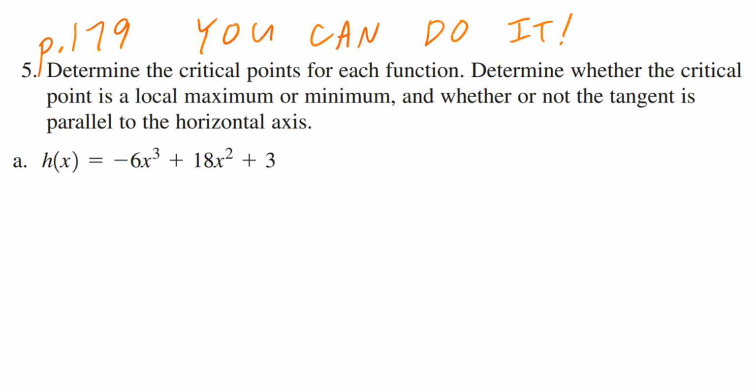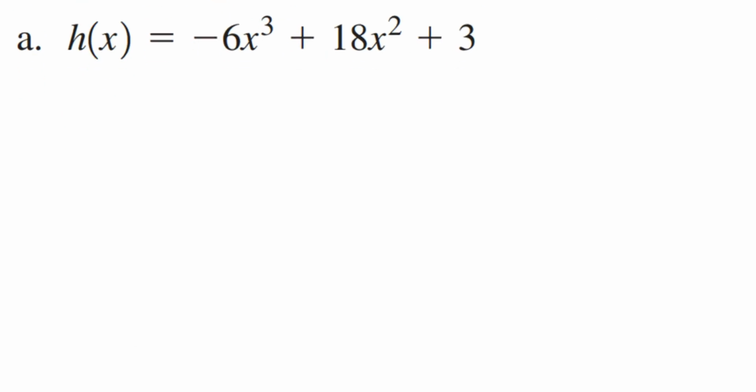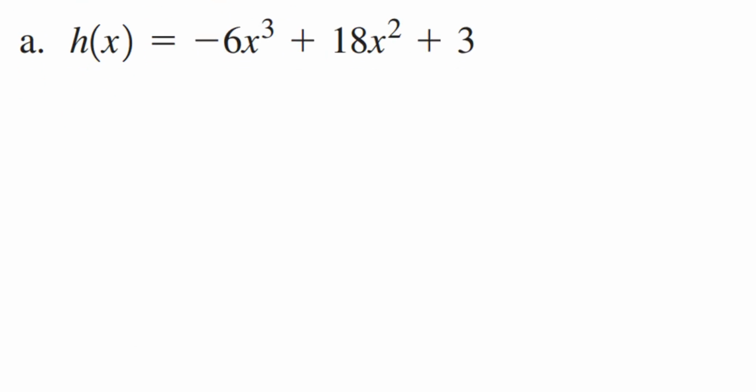Hi everyone. Let's take a look at number 5 on page 179. Determine the critical points for each function. Determine whether the critical point is a local maximum or minimum, and whether or not the tangent is parallel to the horizontal axis. Part A, h of x equals negative 6x cubed plus 18x squared plus 3.